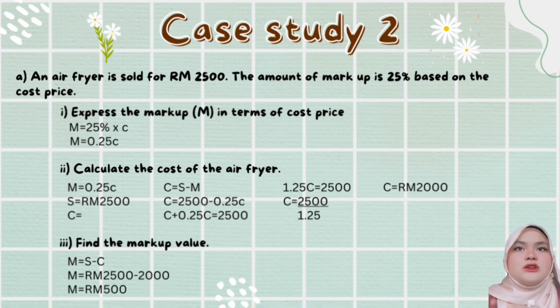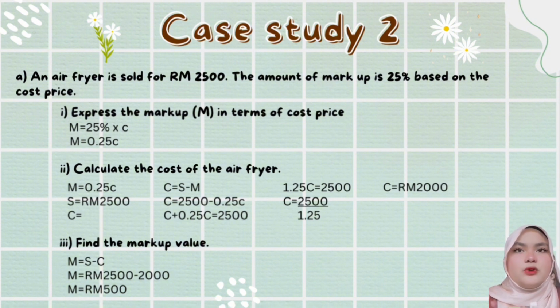Question number 2. The next question is to calculate the cost of the air fryer. For this question, I use the formula C equal to S minus M. Capital C is cost price, capital S is selling price, and capital M stands for markup. The value of M I take from question number 1 that I have calculated, M equal to 0.25C. For the value of S, I take from the question, which is the selling price of the air fryer, RM 2,500. So now I need to find the value of C.